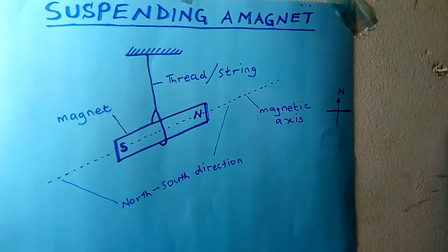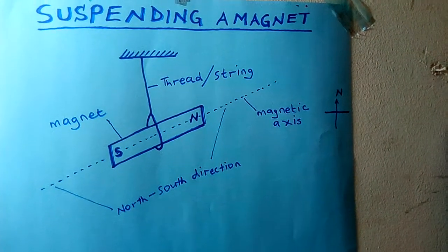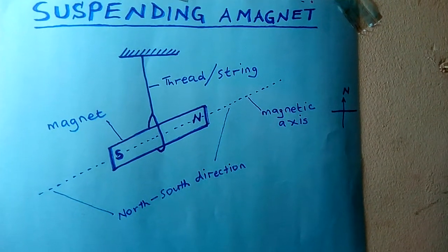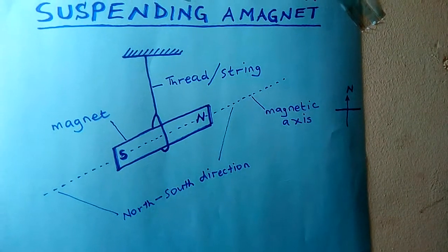Welcome viewer to this physics lesson today. Today we are looking at suspending a magnet. What happens when a magnet is suspended, freely suspended in air?